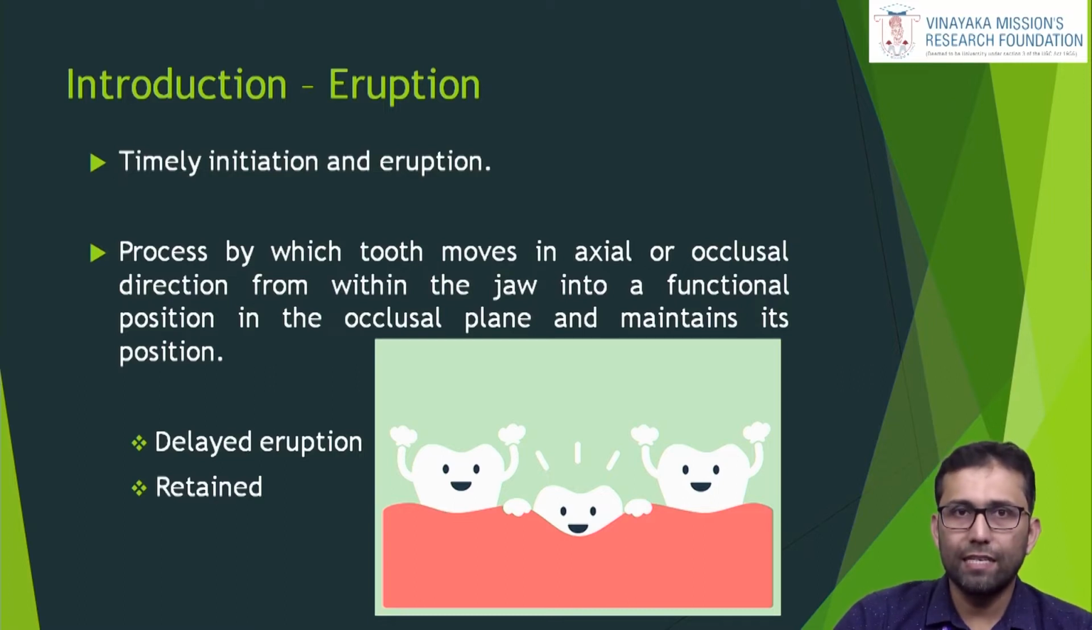Whereas in the case of a retained tooth, when you look at a child of 8 to 9 years or 9 to 10 years, if you find a deciduous central incisor, upper or lower, it can be called retained. Retained means it was supposed to exfoliate and a permanent successor has come, but the predecessor didn't exfoliate. So that is called a retained deciduous incisor.